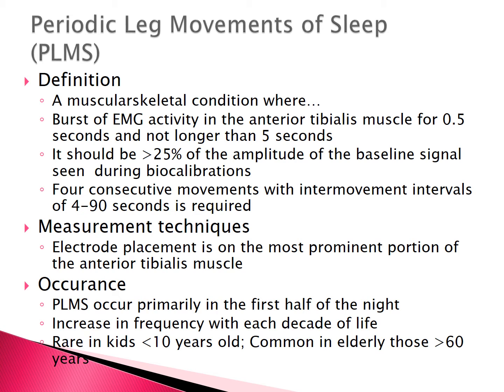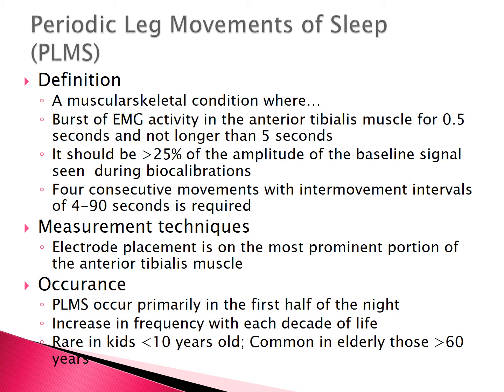Now, they have to have 4 consecutive movements just like that in order for it to be considered PLMS. And it has to be within 90 seconds. So if you had one movement and then 5 minutes later you had another movement and then 5 minutes later you had another one, if that happened 4 times, that does not meet the PLMS criteria. The 4 movements have to occur within 90 seconds of each other. Okay? Measurement techniques. Again, the electrode placement is on the most prominent portion of the anterior tibialis muscle.